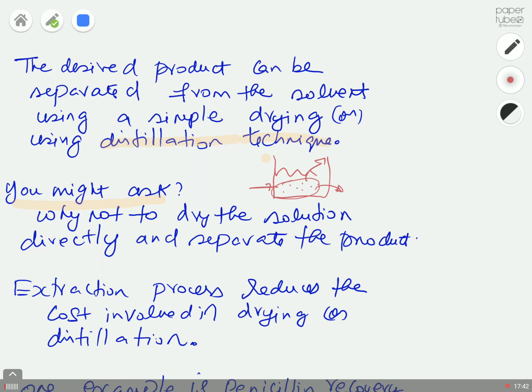That's the main reason people always prefer liquid extraction in many pharma industries. When they manufacture penicillin, liquid extraction plays a very big role. It helps to separate the product from the fermentation broth to your solvent side.